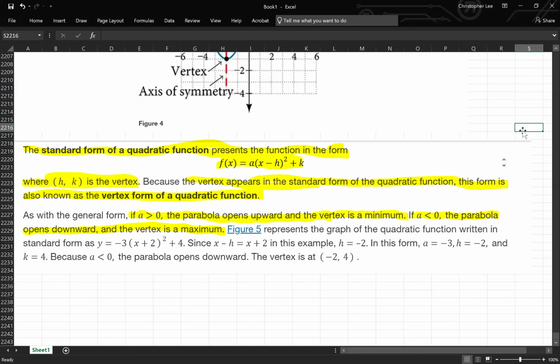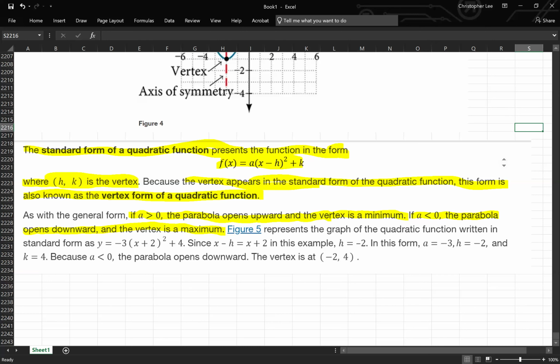So this next figure represents the graph of the quadratic function written in standard form as y equals -3 times x plus 2 squared plus 4, right? So since x minus h is equal to x plus 2 in this example, h is equal to -2. That's our axis of symmetry. And a is equal to -3, h is equal to -2, and k is equal to 4. All right? So the parabola opens downward. The vertex is at -2, comma 4.